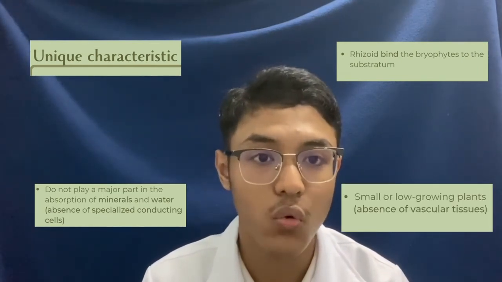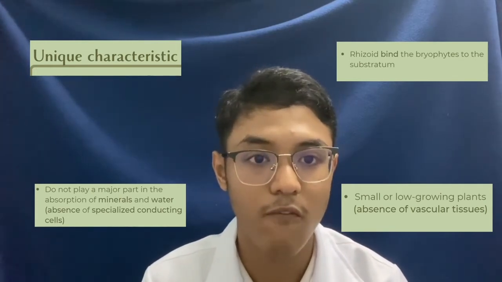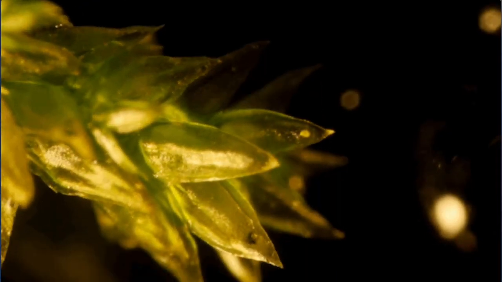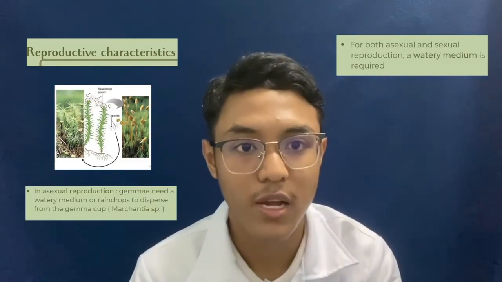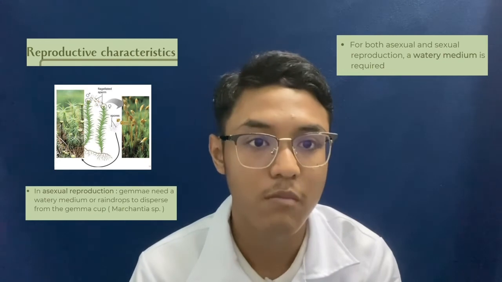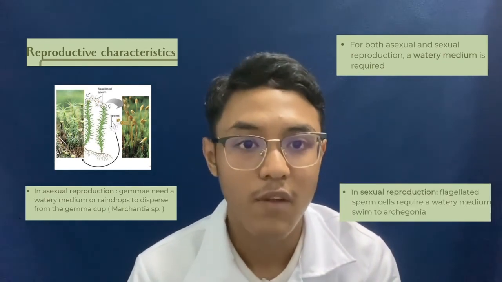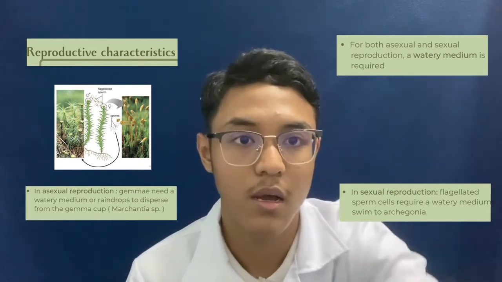It also has small or low-growing plants because of the absence of vascular tissue. Now we are going to talk about reproductive characteristics. For both asexual and sexual reproduction, it requires a watery medium. For asexual reproduction, gemmae need a water medium to disperse from the gemma cup, while in sexual reproduction, flagellated sperm require a water medium to swim to the archegonia.